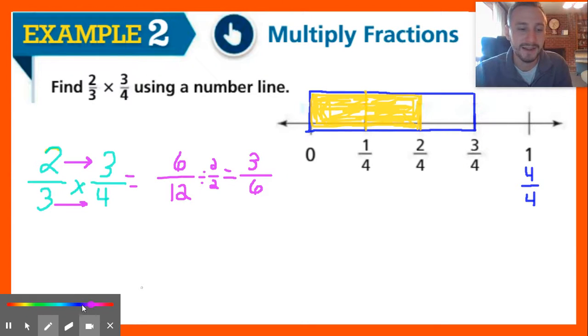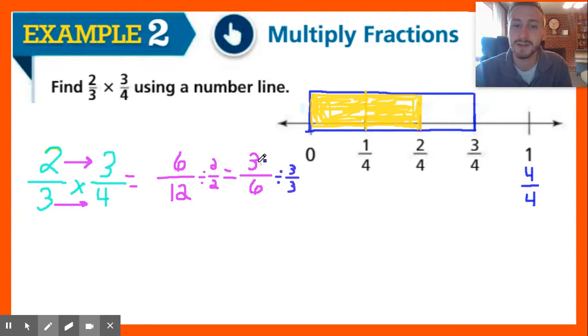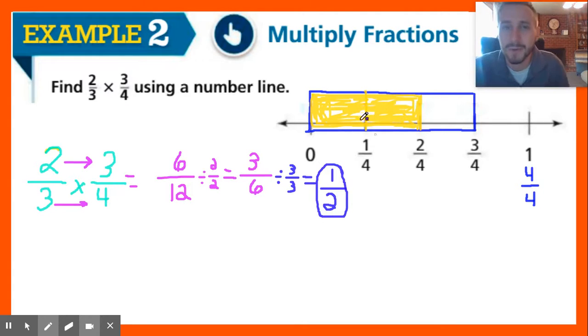So if I divide 3/6 by 3, let's see what our answer is. 3 divided by 3 gives us 1. 6 divided by 3 gives us 2. So our answer is 1/2. So if you look back to when we were working with this number line, we said that our answer was 2/4, right?